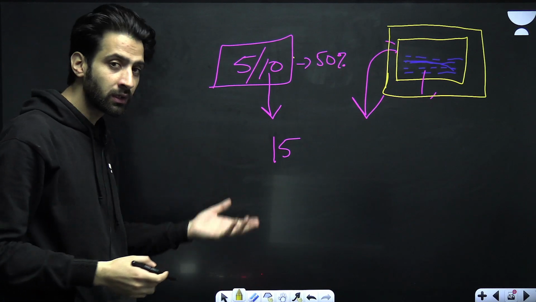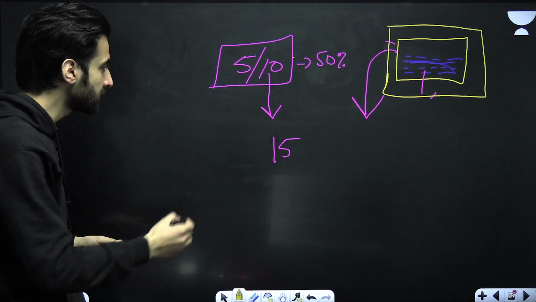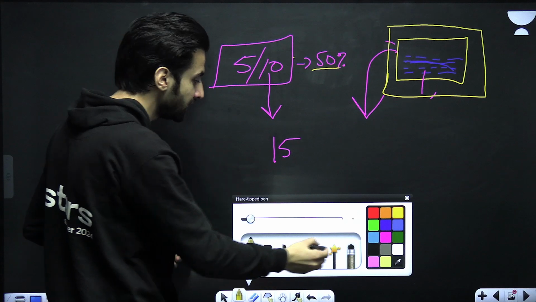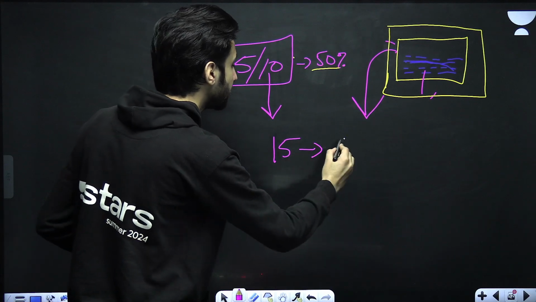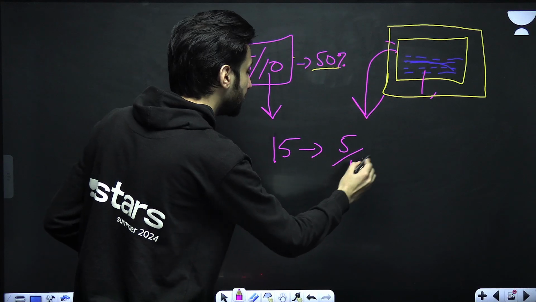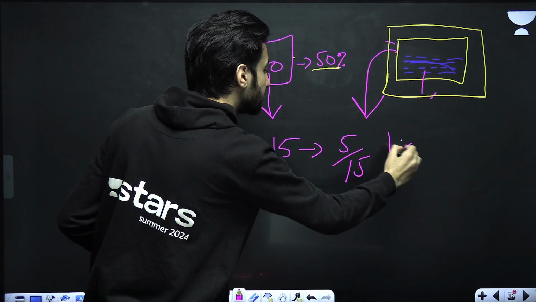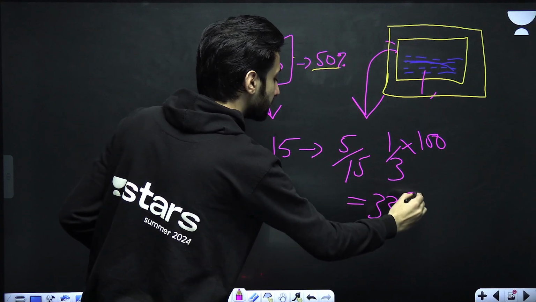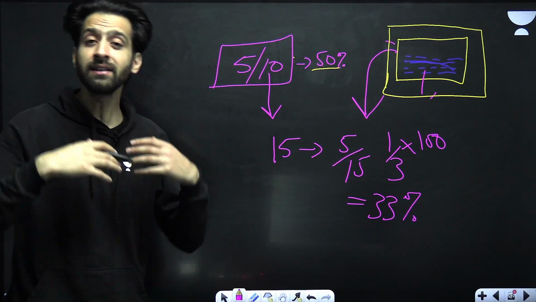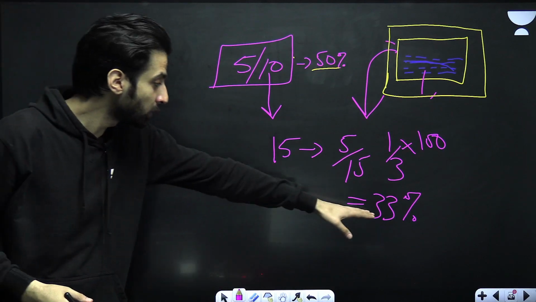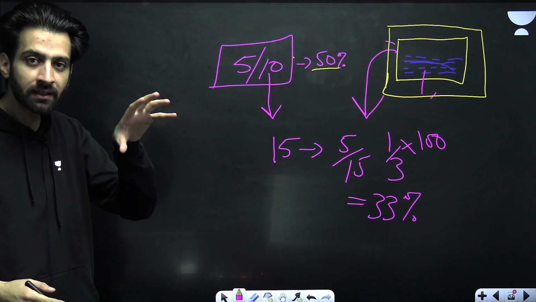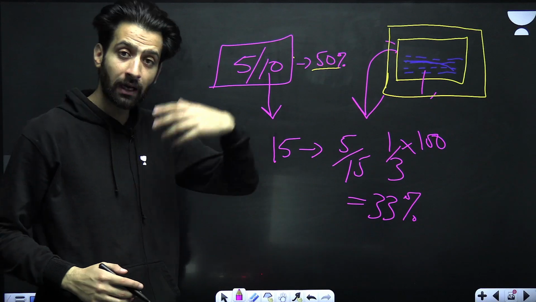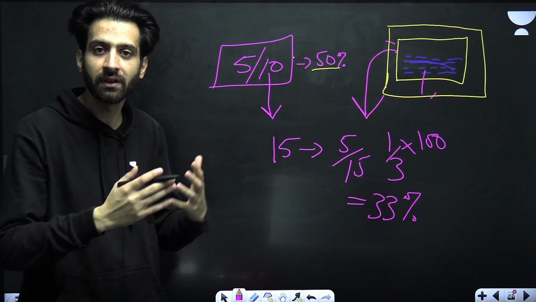Now, if we're talking of a higher temperature, how will you solve this? You got a 50% answer at a certain temperature. But now when you increase the temperature, it will become 5 by 15, that is 1 by 3 into 100. That's around 33%. So as the temperature increases, relative humidity is falling. There is an inverse relation with the temperature. I hope this is clear to you, how relative humidity changes with temperature.